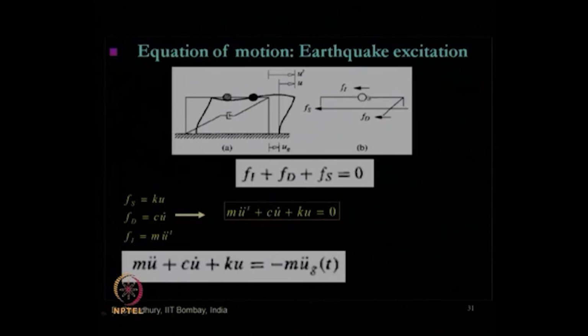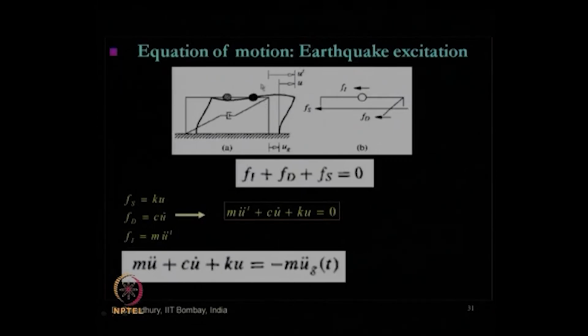Then for the earthquake excitation, how does the equation change? This is the ground displacement, this is the total displacement at the top for a simple single degree of freedom system, a concentrated mass over here, this is the damper, and this is the relative displacement at the upper portion. We can write down the inertia force, damper force and spring force equal to 0, and the mass is related to this total displacement over here.